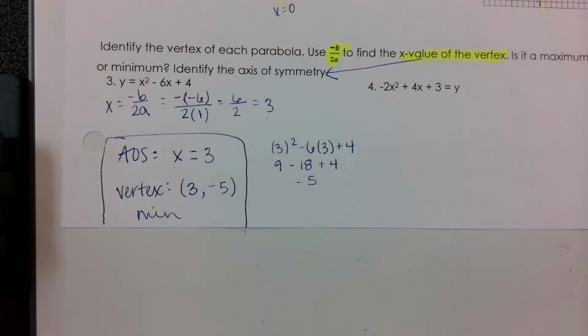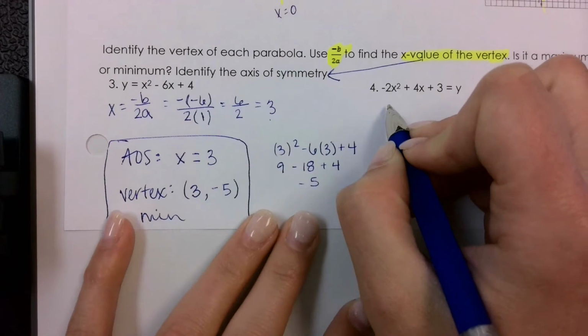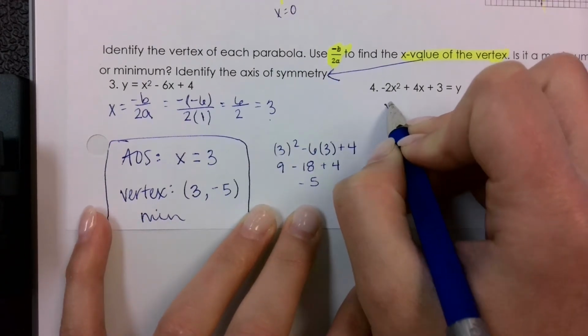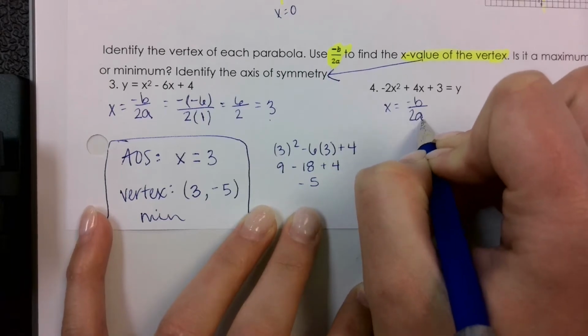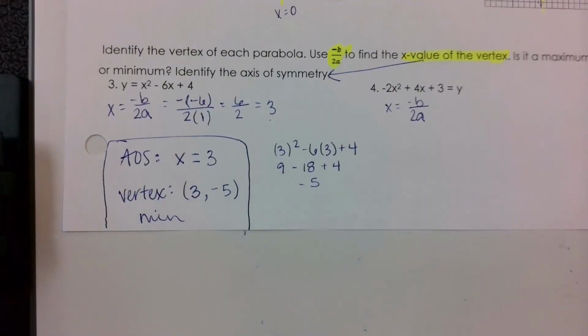Questions? Y'all ready to try the next one? Same thing again, okay? So we want to find our axis of symmetry and our vertex, decide if it's a minimum or maximum. So what's the little formula that we're going to use to help us find your vertex? Negative b over 2a. Every time you use it, I need you writing it right now because you got to memorize it.